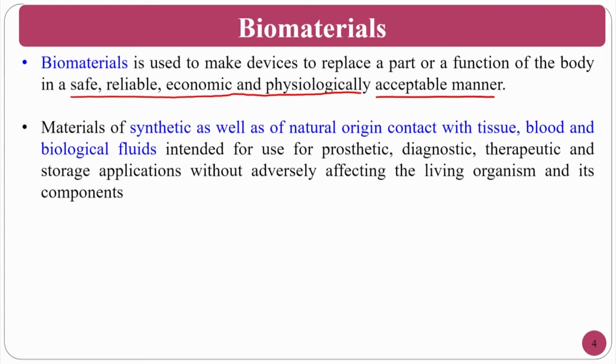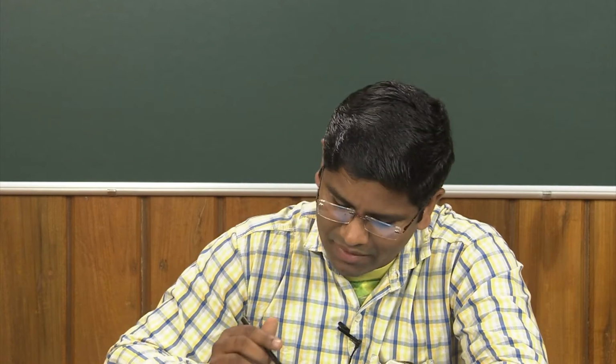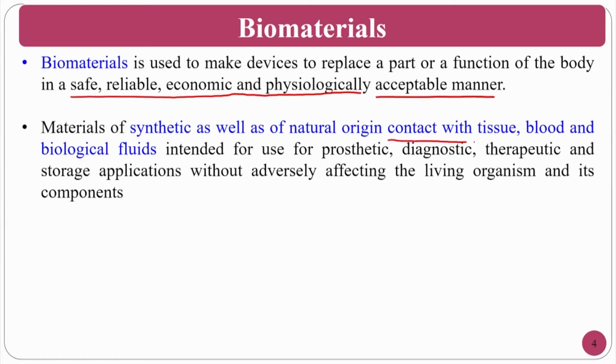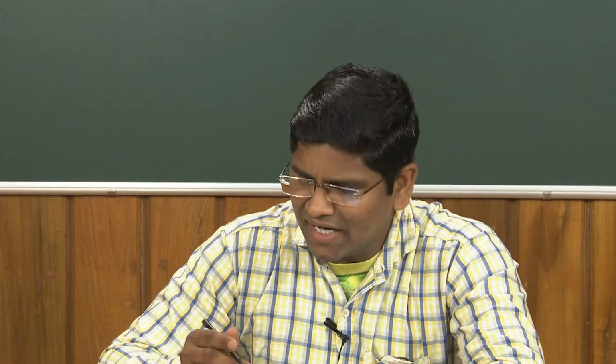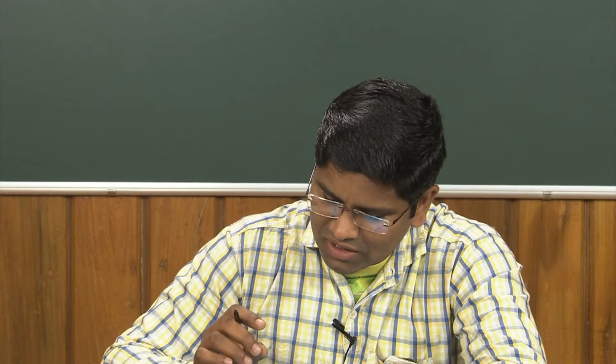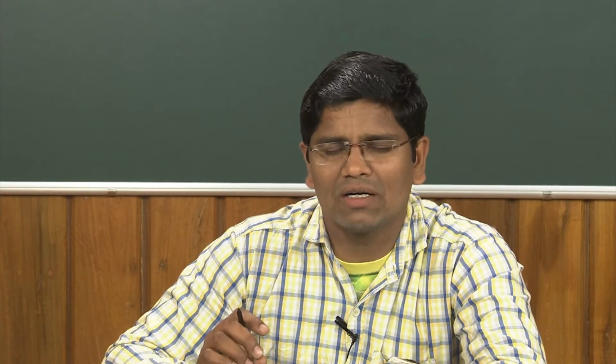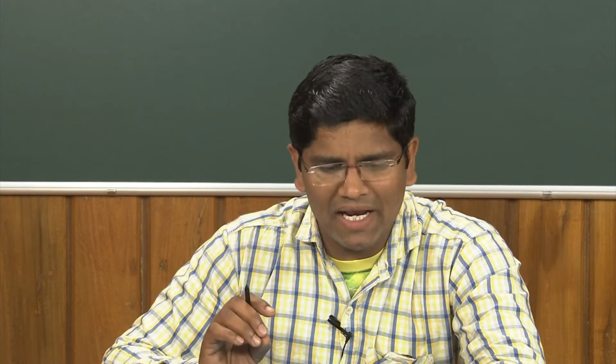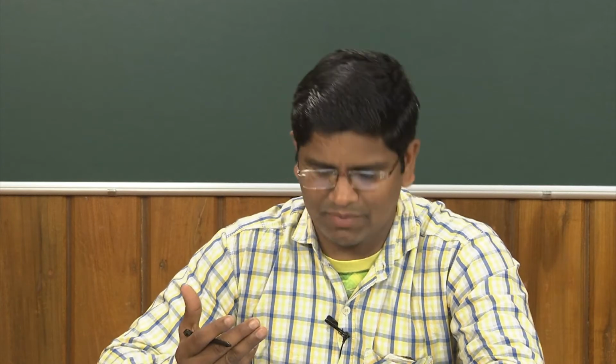The materials of synthetic as well as natural origin come in contact with the tissue, blood and biological fluid. Normally it can be a synthetic material or it can be a natural material. Whenever you place it inside the body, it goes in contact with the tissue, blood and the biological fluids. Whenever it is in contact with these types of fluids, it should be safe. It should not cause any damage to the cells. It should not make the blood not flow or something. It should either be inert or it should do positive things for the body.